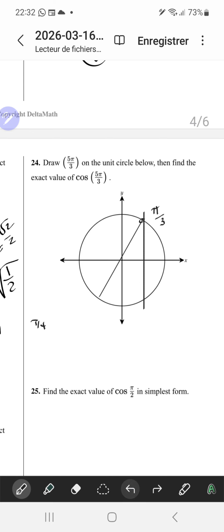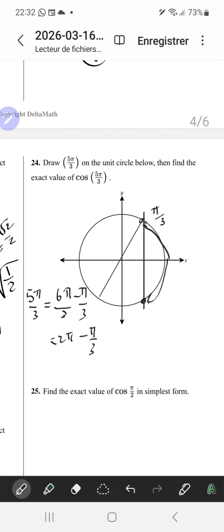So we will do the stuff we did before. 5 pi over 3 is 6 pi over 3 minus pi over 3, which means 2 pi minus pi over 3, and minus is here because this is plus and this is minus. So our point is here, 5 pi over 3. Okay.